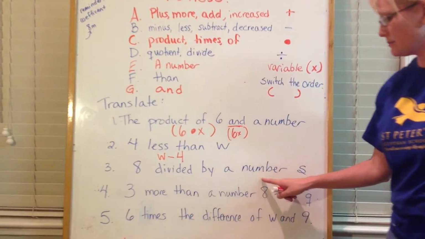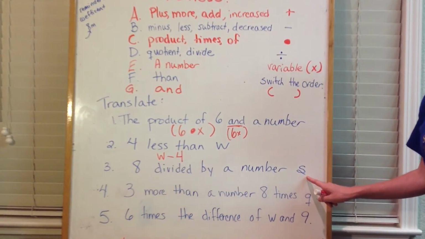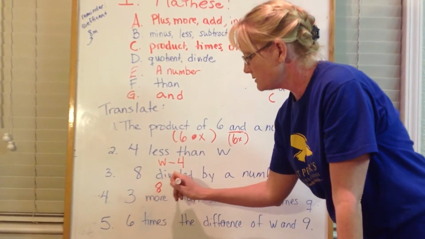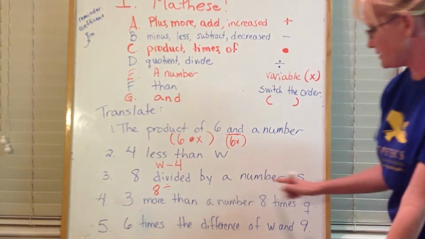8 divided by a number S. So they told us what number to use, what variable to use. So 8 divided by the number S.